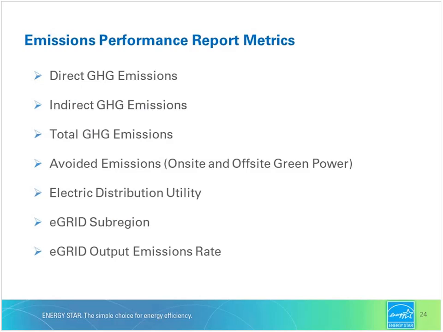And as I said, this report is fixed. So anytime you run this report, it's going to query for the same set of metrics, and those metrics are presented here on screen. Direct, indirect, total greenhouse gas emissions, avoided emissions from both on-site and off-site green power. And as I mentioned before, Portfolio Manager treats this as a separate category of emissions. So that's why it's broken out on its own line.